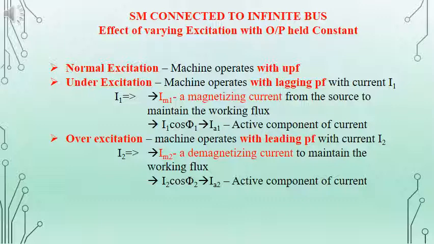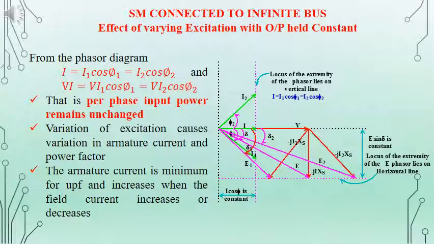For normal excitation, it will be having only an active component of current. For under excitation, there will be an additional magnetizing current drawn from the AC supply, which makes the machine operate at lagging power factor. And for overexcitation, again there will be an additional demagnetizing current drawn from the AC supply, which makes the machine operate at leading power factor condition. This I have already explained.